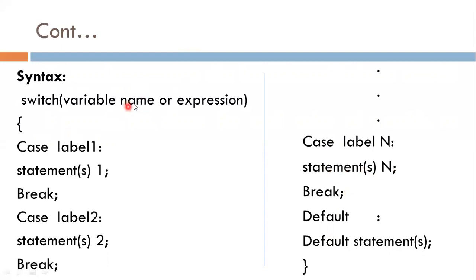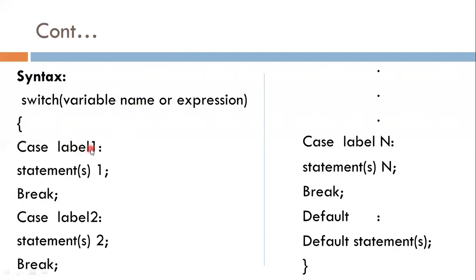The syntax works like this. Suppose here one variable name, the value of the variable is passed. This value is compared with each and every case. If a match is found with a particular case, then all the statements are executed, and then the break statement is executed. The break statement breaks the entire switch, and the cursor comes to the next statement after the closing bracket of the switch.